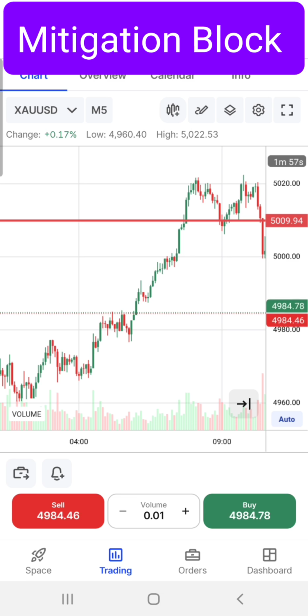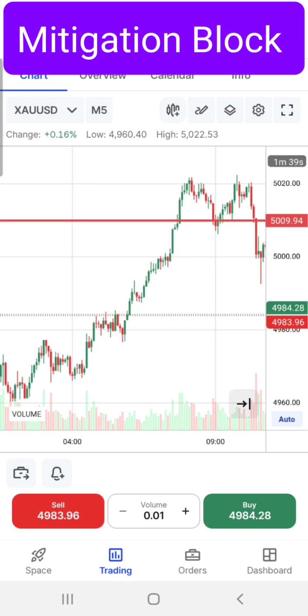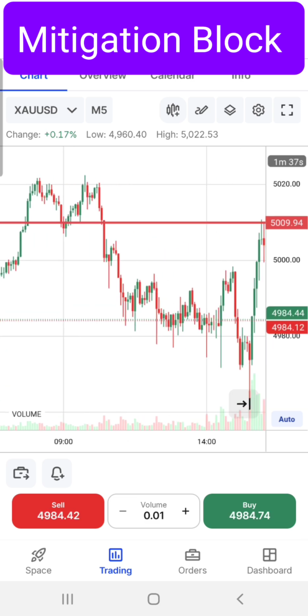Now, a simple definition of a mitigation block is in an order flow. When I say order flow, I'm talking about market trend. Don't be confused. In an order flow or in a market trend, the market fails to produce what it was supposed to produce. Let's take for example, this is a downtrend. So in a downtrend, what we are expecting is very simple.